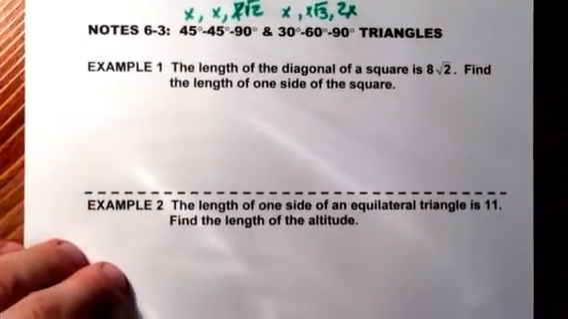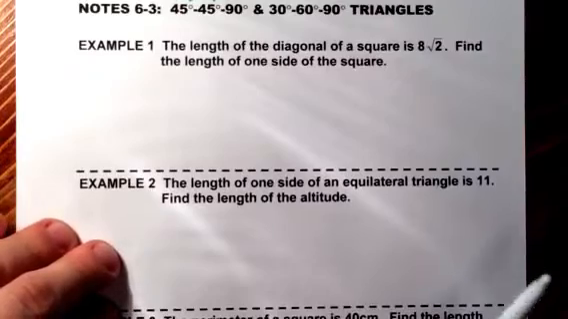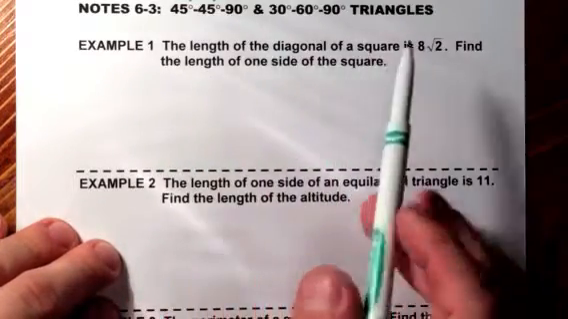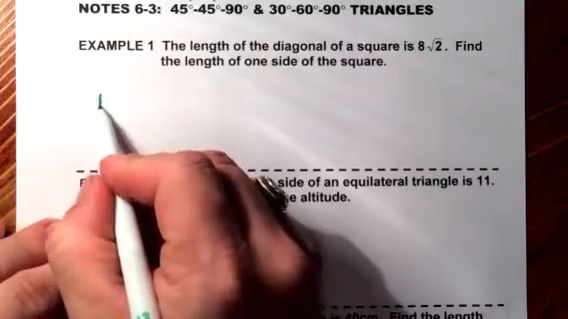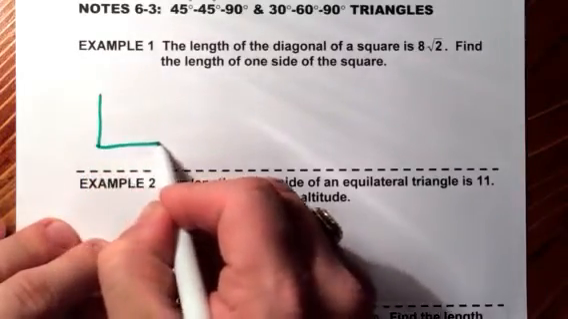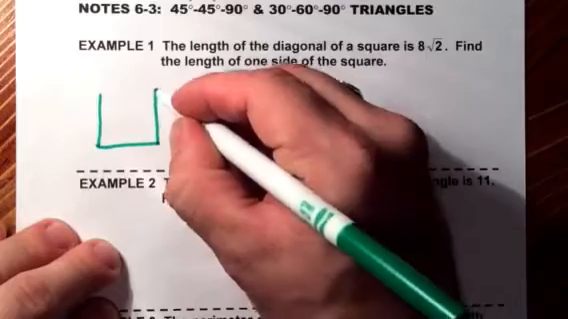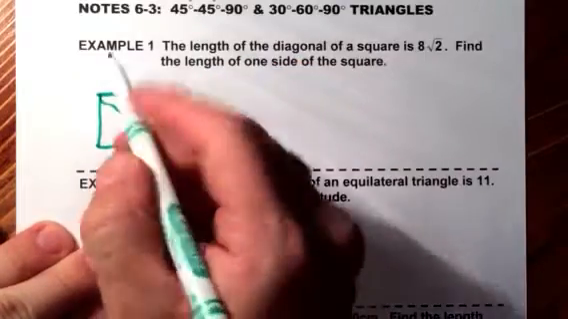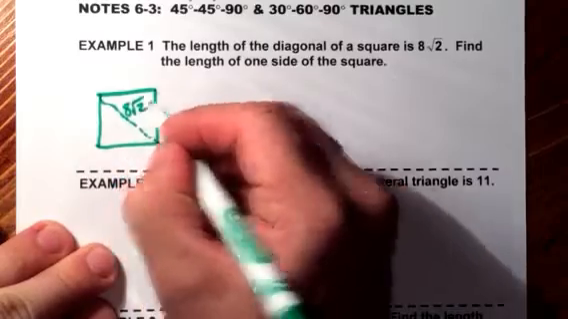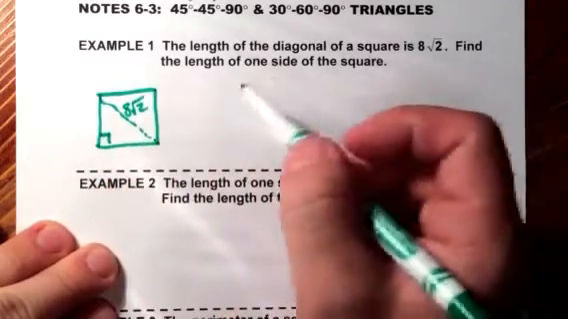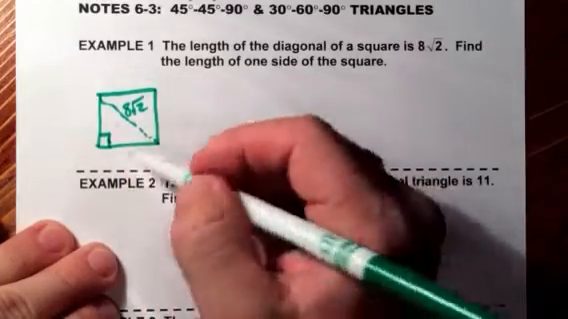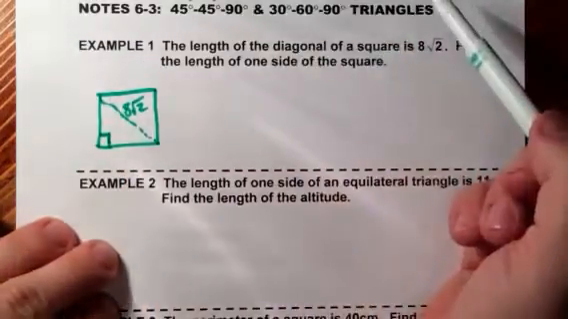Let's go ahead and look at example number 1. Find the diagonal of a square. The length of the diagonal of a square is 8 radical 2. So go ahead and draw yourself a picture of a square. We know that the diagonal is 8 radical 2. Find the length of one side of the square. Well, in order to find the length, we're going to have to use our special right triangles.